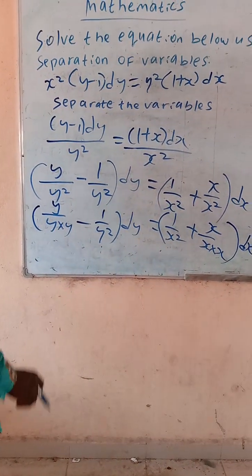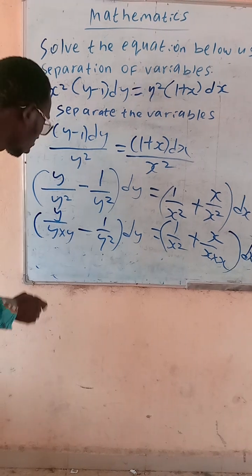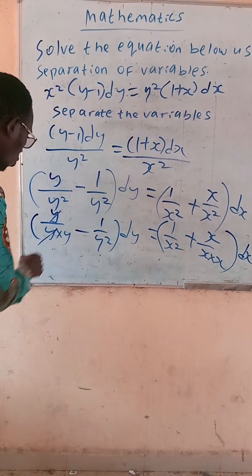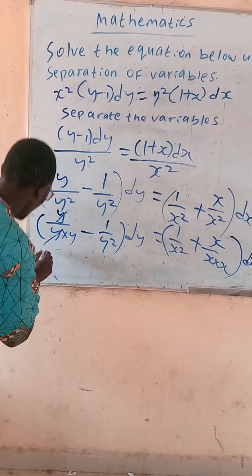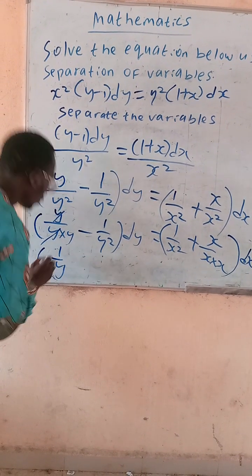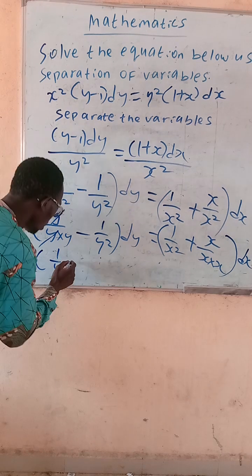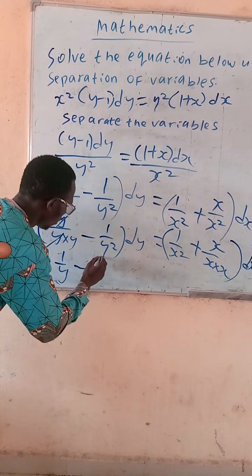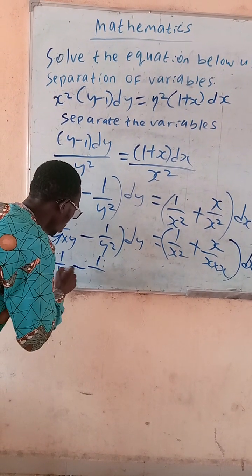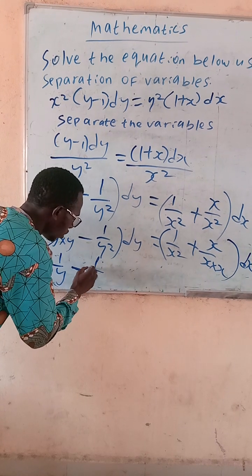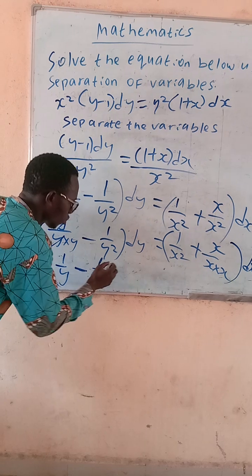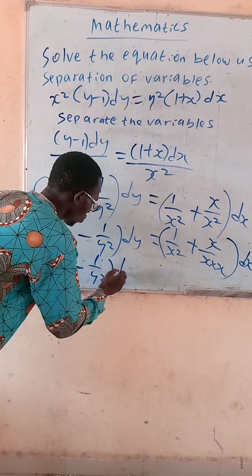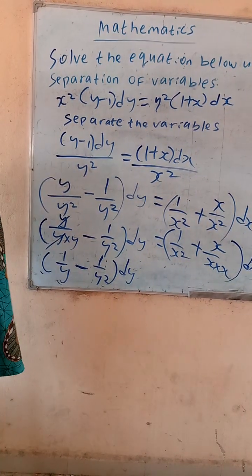We are using that now. So you're going to agree with me that y will cancel y. What are we left with? When you see y divided by y, we are left with 1 all over y. We bring down our negative sign, which is minus, divided by 1 divided by y squared. Close your bracket, everything is dy. Have you seen that now?